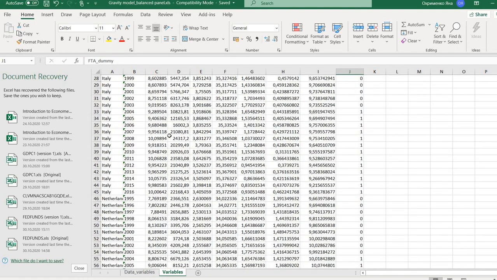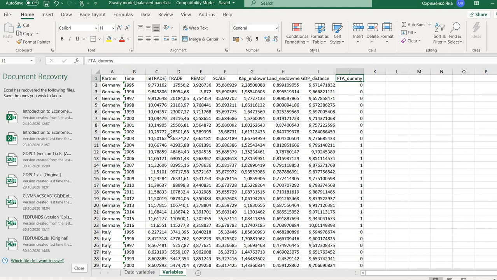So as I said, basically it's up to you. Obviously, the more variables you include, the better the explanatory power of your model is.